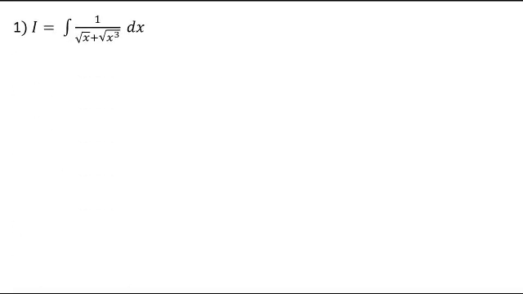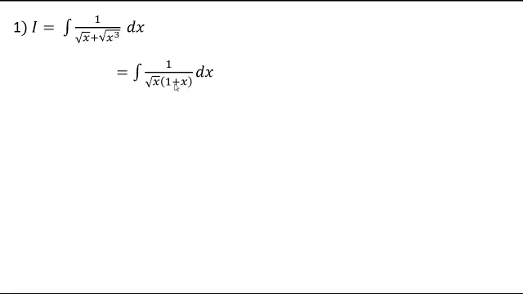So this is an integral 1 upon root x plus root of x cube. Now we see that no quadratic expression is there, no linear expression is there. What I will do, I will take root x common. Now this is root x into root x into root x. So take root x common. Root x into root x, that will make x.